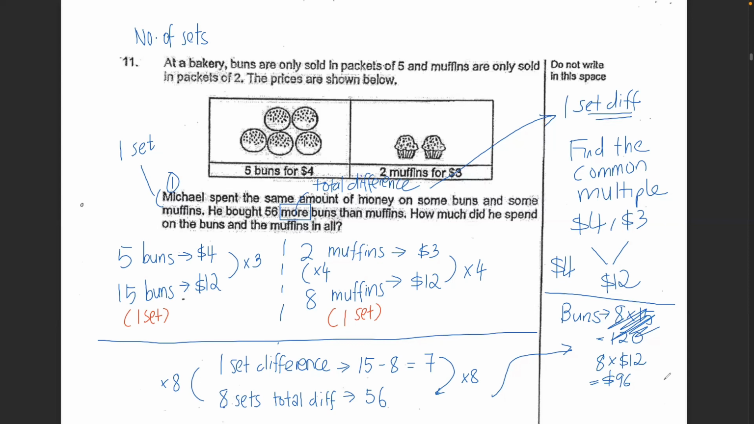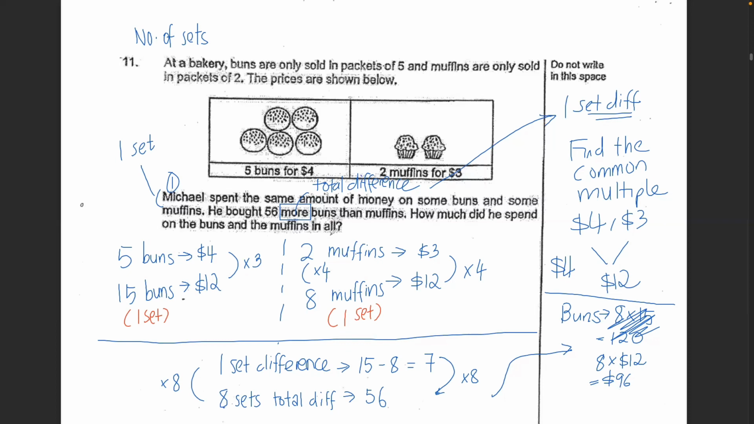Now, Teacher Joseph, what about muffins? Do I need to times again? No, you don't have to. You know why? Because in the first sentence, it says that Michael spent the same amount of money on buns and muffins. So if Michael spent $96 on buns, then Michael also spent $96 on muffins.